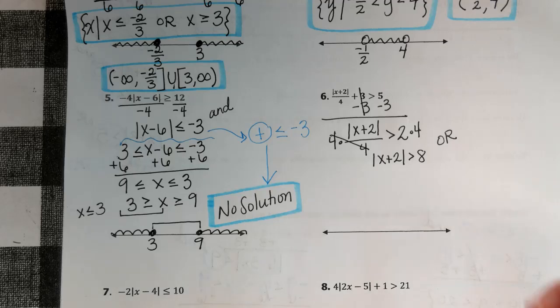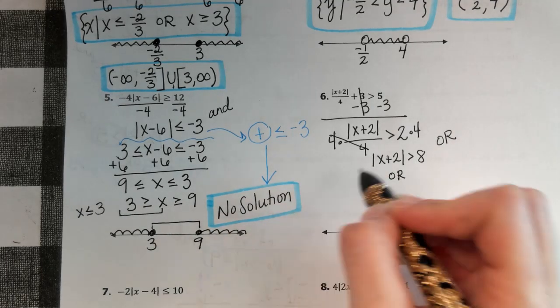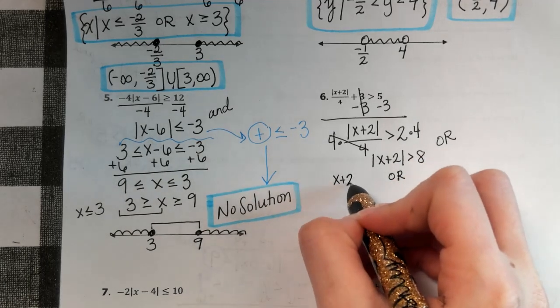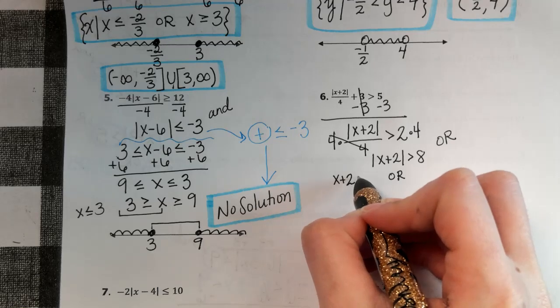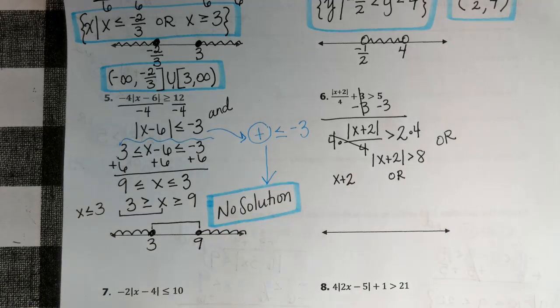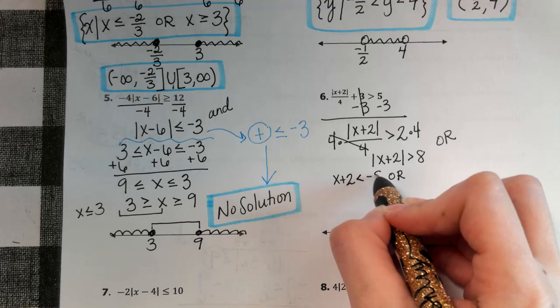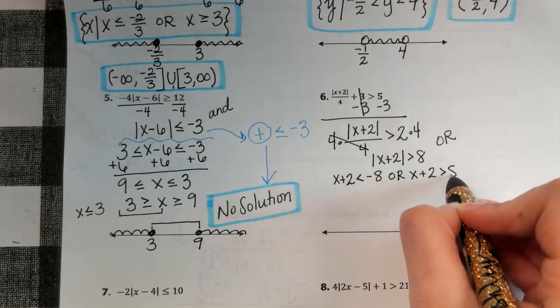Then you have to split it into one being negative, one being positive. So how do I write it? x plus 2, the less than sign, and then negative 8. Or x plus 2 greater than 8.